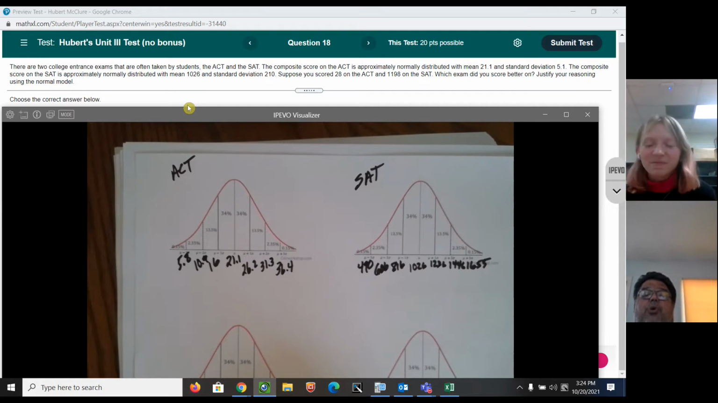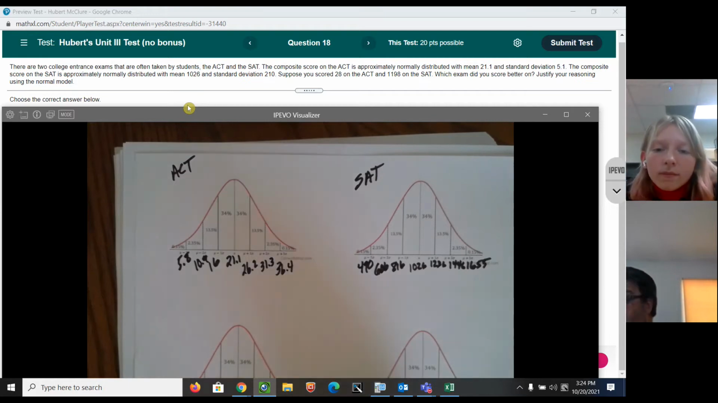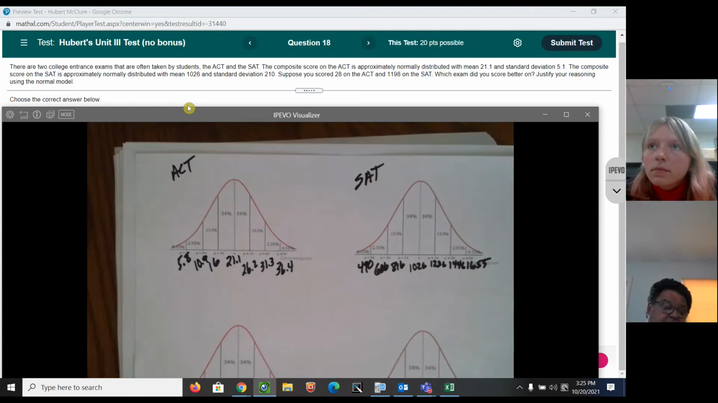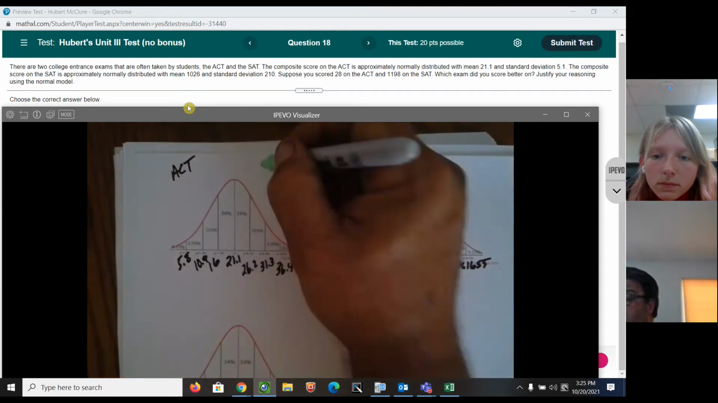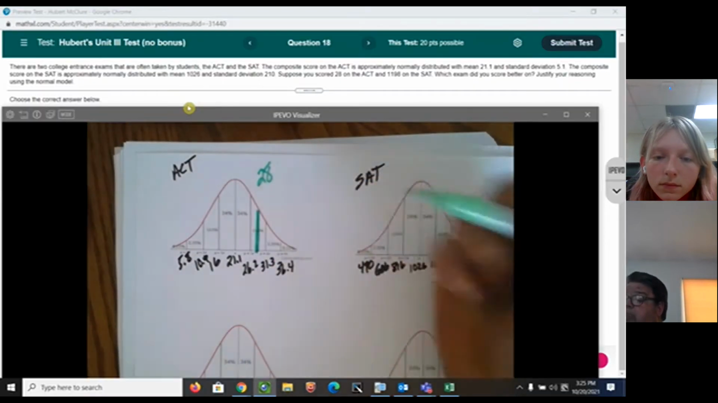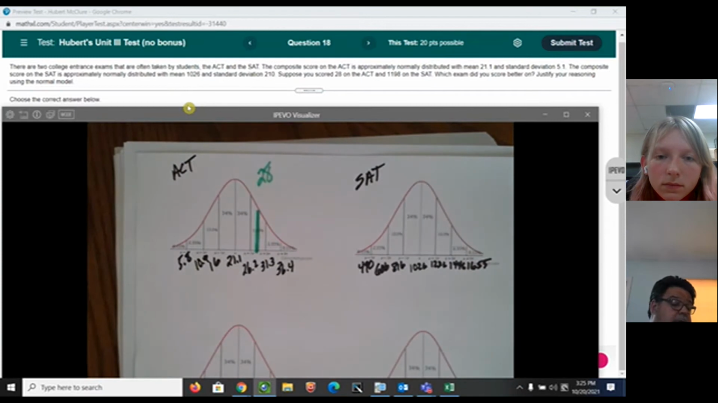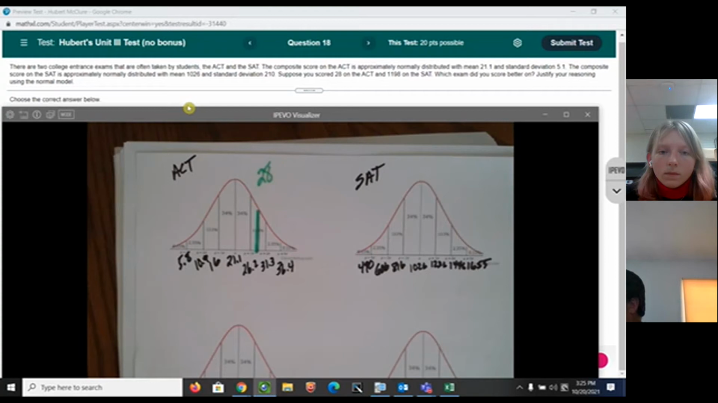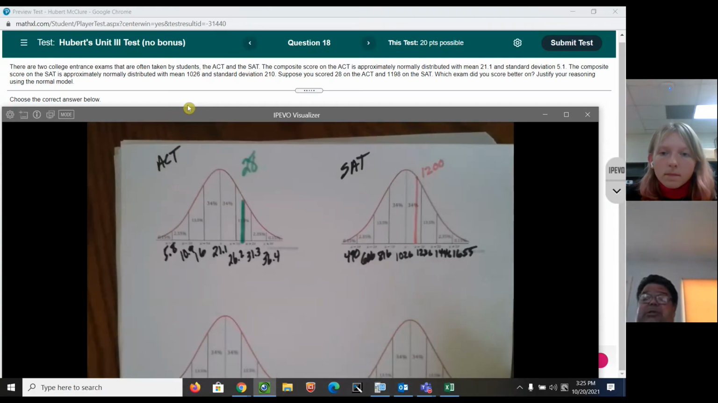It says, suppose you scored a 28 on the ACT, a 28, and I'll put it in green. A 28 on the ACT would be right in here. And a, what, 1198 or 1200 on the SAT. Which one has the highest percentile? Okay, so we're going to find both of them.